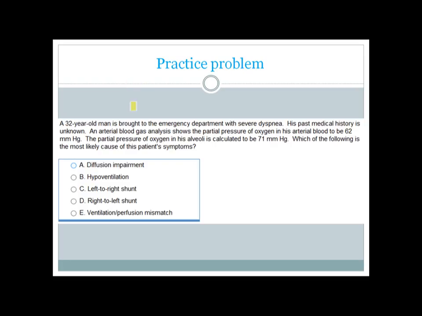Now we have a practice problem here. A 32-year-old man is brought to the emergency department with severe dyspnea. His past medical history is unknown. An arterial blood gas analysis showed that the partial pressure of oxygen in his arterial blood is 62 millimeters mercury, and the partial pressure of oxygen in his alveoli is calculated at 71 millimeters mercury. Now, which of the following is the most likely cause of this patient's symptoms?